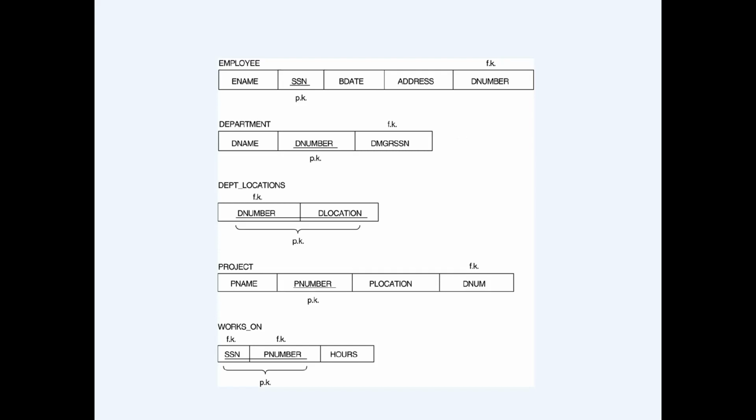What I said earlier is that social security number and project number can be used to functionally determine the number of hours, right? We say this is fully functionally dependent because if you try to remove the social security number or the project number, that relation will not hold.